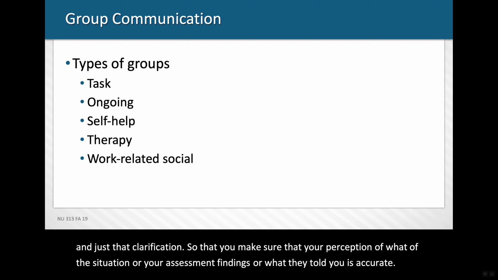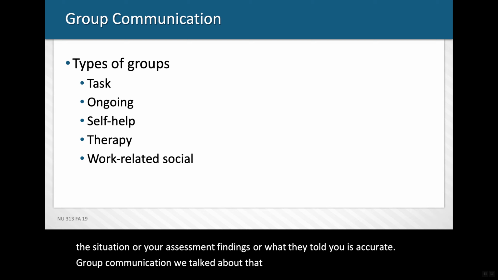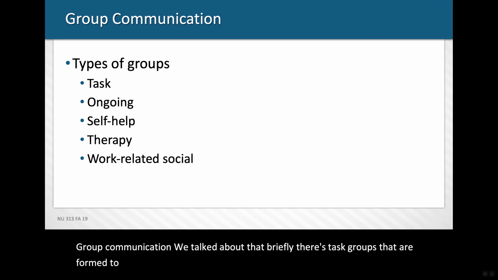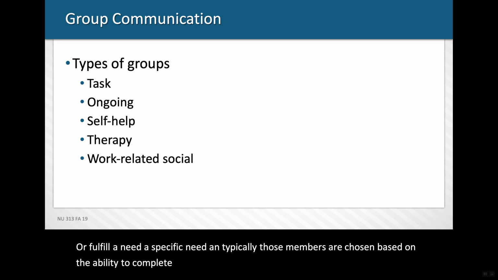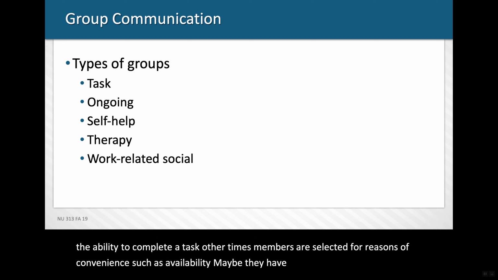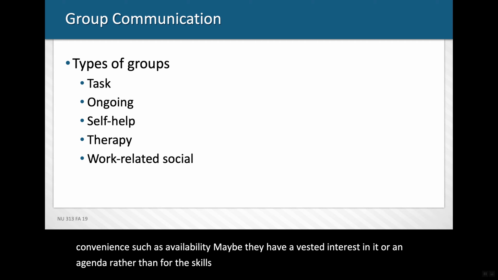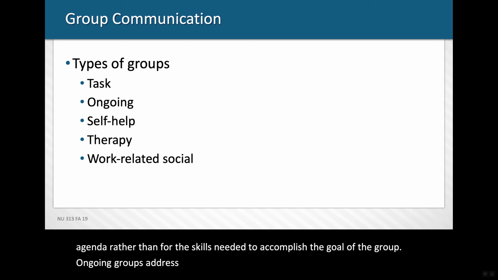Group communication, we talked about that briefly. There are task groups that are formed to address or fulfill a specific need. Typically, those members are chosen based on the ability to complete a task. Other times, members are selected for reasons of convenience, such as availability. Maybe they have a vested interest or an agenda, rather than the skills needed to accomplish the goal of the group. Ongoing groups address recurrent issues.